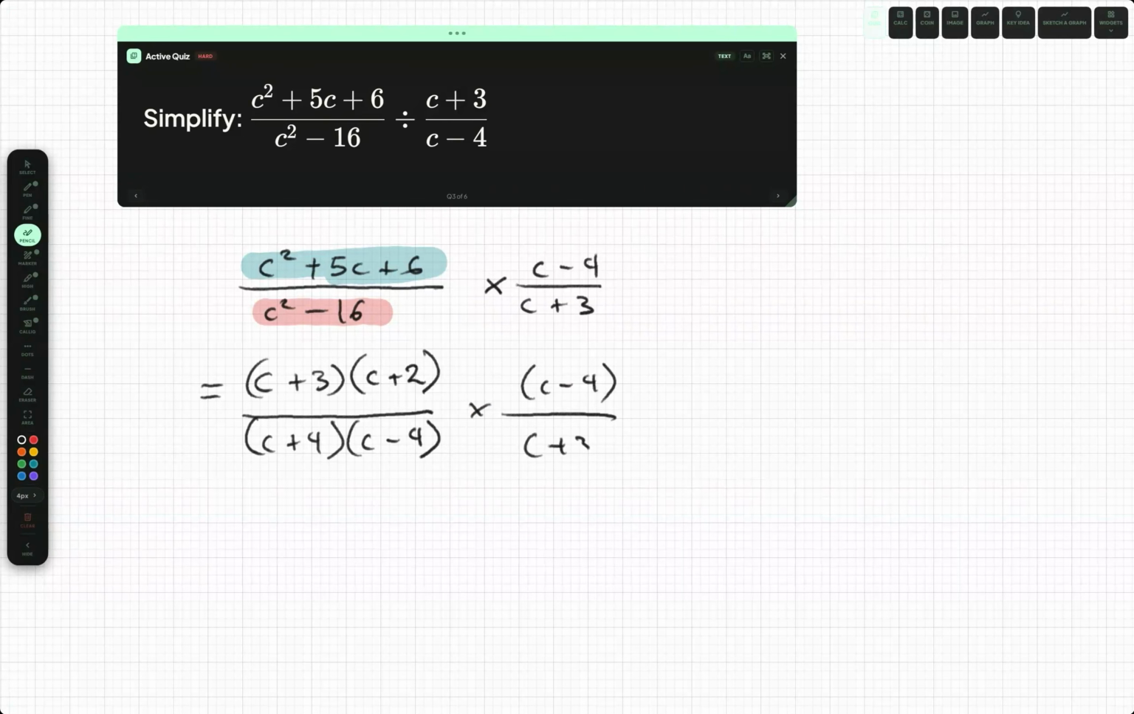c plus 3. Right, now we can start cancelling. So we're going to cancel the c plus 3 and get rid of it. We're going to cancel the c minus 4 and get rid of it. And we're left with c plus 2 all over c plus 4. And that's our answer.